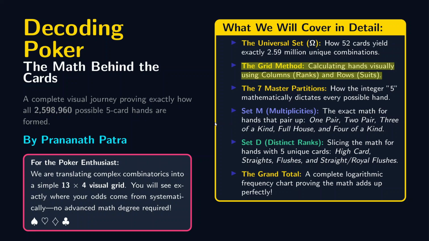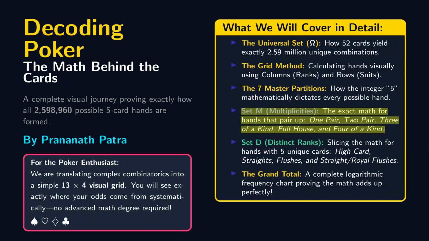Third, we will discover the 7 master partitions, 7 ways of splitting the number 5 that mathematically describe every possible type of poker hand. Fourth, we will work through what we call set M, the hands with multiplicities, the hands where at least 2 cards share the same rank. These are the 1 pair, 2 pair, 3 of a kind, full house, and 4 of a kind.